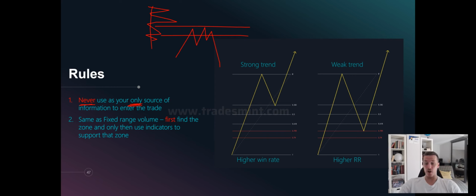Same as fixed range volume. First find the zone and only then use indicators to support that zone. That's all I have for Fibonacci.